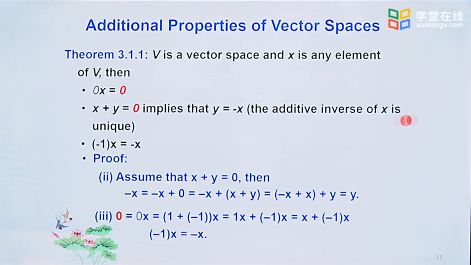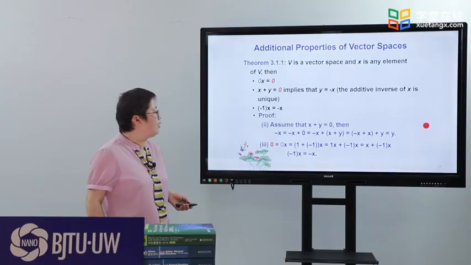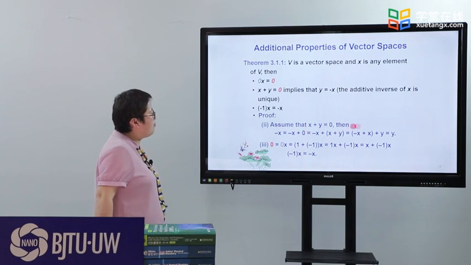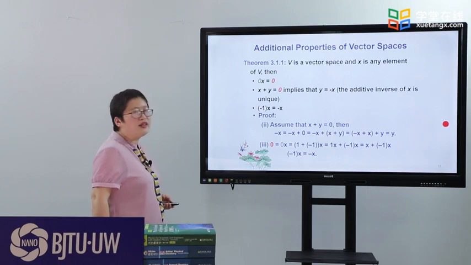And the second conclusion: assume that x plus y equals the zero vector. Then we know that minus x equals minus x plus the zero vector. Okay, there exists a zero vector such that when you add it, you get the vector itself. And because x plus y equals 0, you can combine the first two terms together, and this one is just the zero vector. Zero vector plus y equals y itself. And so we know that minus x just equals y. So the additive inverse of x is unique.